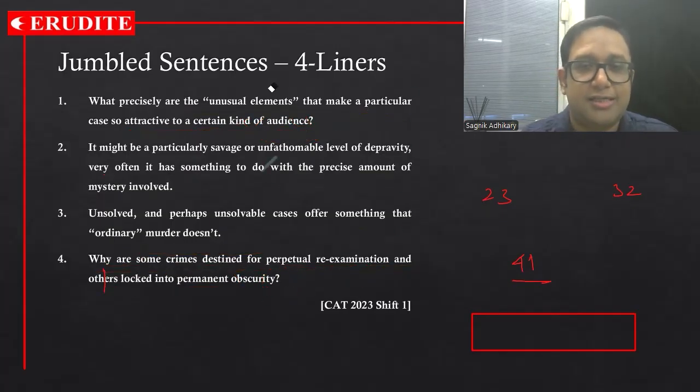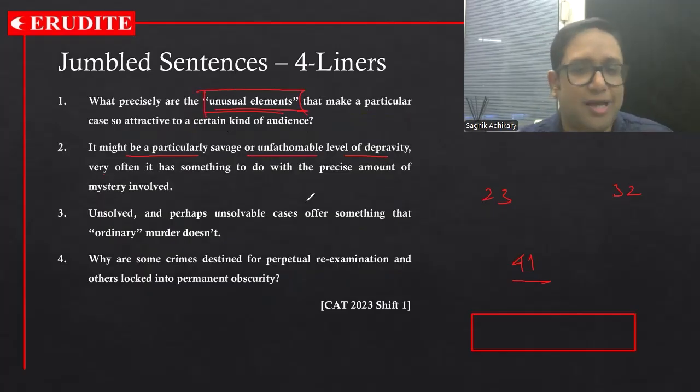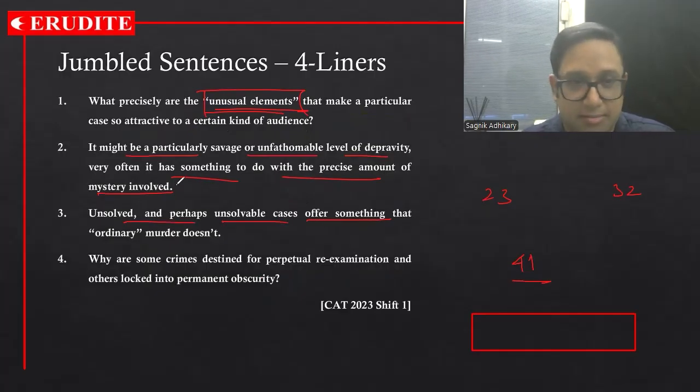Now we can consider 2 and 3 and form the pair. We see here 2 says it might be a particularly savage and unfathomable level of depravity. We see that this now begins to answer the question we are asking here. What are the unusual elements? Might be a particularly savage or unfathomable level of depravity. Very often it has something to do with the precise amount of mystery involved. Unsolved and perhaps unsolvable cases offer something, the mystery that we are talking about here, something that ordinary murder doesn't.